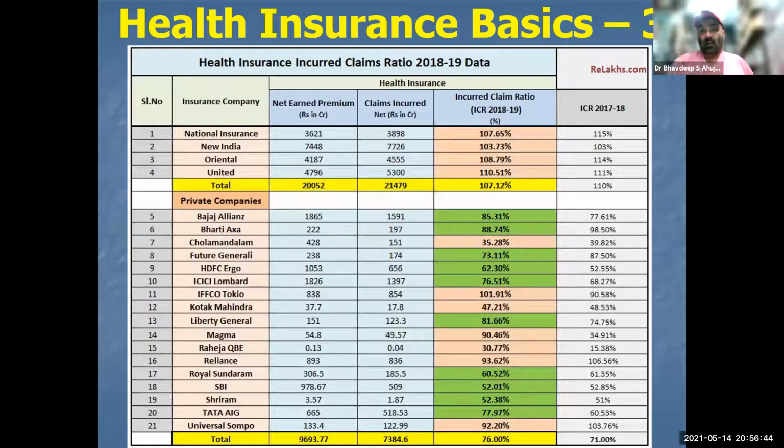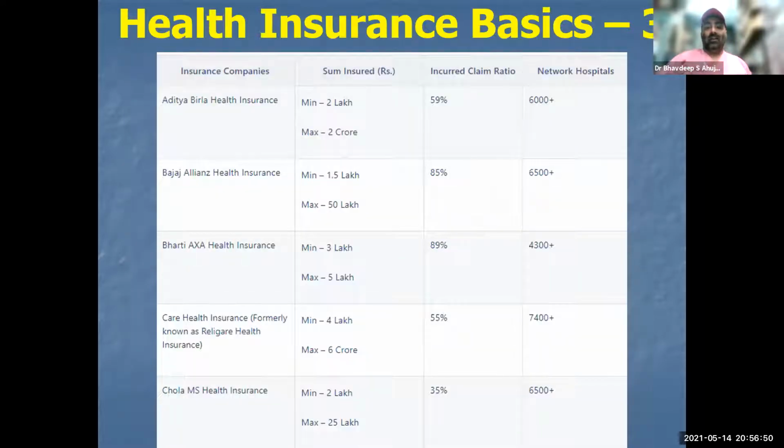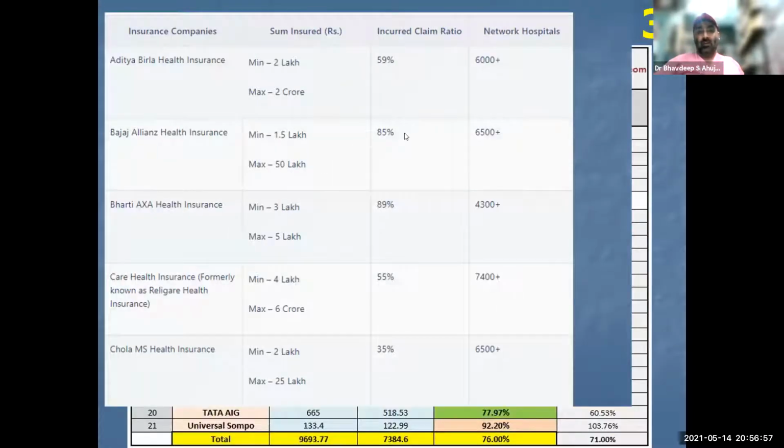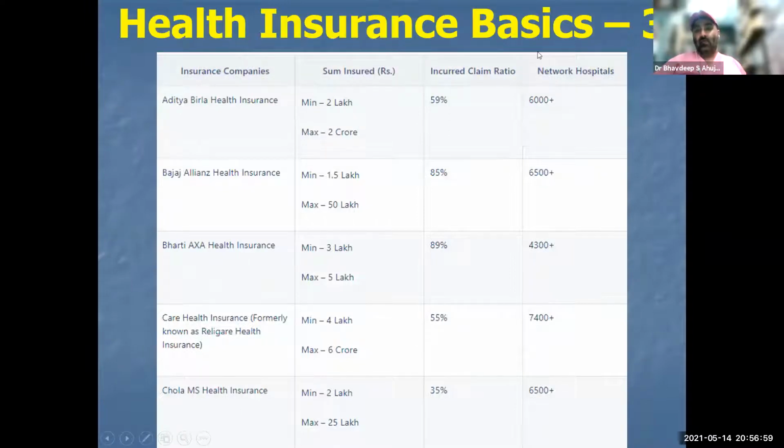I'm giving you this slide for a good amount of time. You can freeze it and actually have a look at it. So now I'll give you the ratio I gave you here. Now I'm giving you a split ratio, incurred claim ratio for different companies in a different mode, along with the network hospital list. You can compare the same via the claim settlement ratio also, which I gave you just a few slides back.